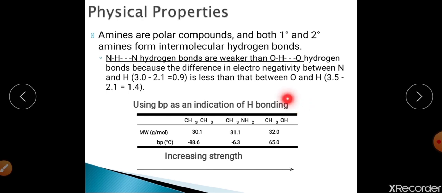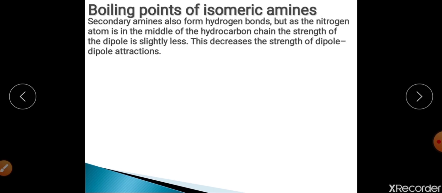The reason for this comparison, if we compare the boiling point of the amine with the alcohol, is that this is also polar, but there is an electronegativity difference between nitrogen and hydrogen or carbon, and oxygen is more electronegative in comparison to nitrogen. So because of that reason it will undergo more intermolecular hydrogen bonding, and because of that it will have a higher boiling point in comparison to the amines, right?